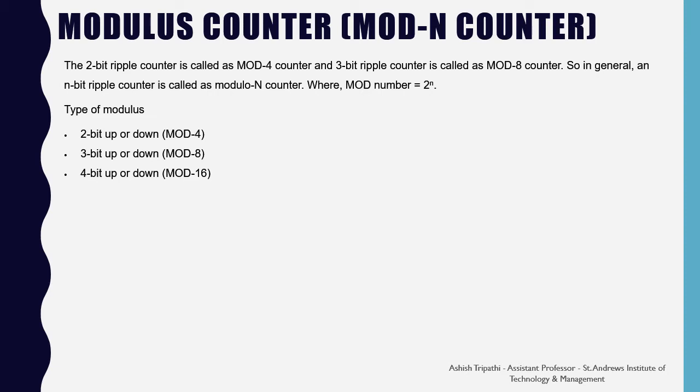The number of bits decides the type of counter, 2-bit or 3-bit or 4-bit counter. For example, if you are making a 2-bit counter, then from these 2 bits you are making 4 states. Likewise 0, 1, 2 and 3. Hence it is a mod 4 counter.